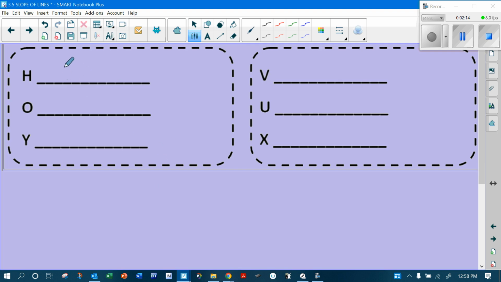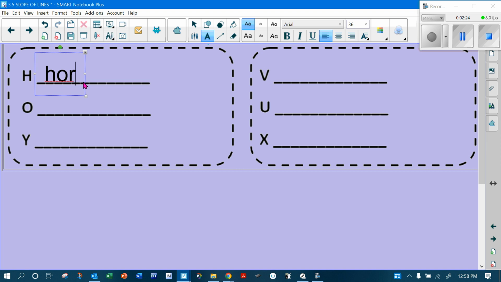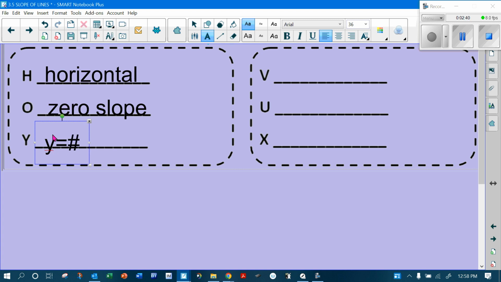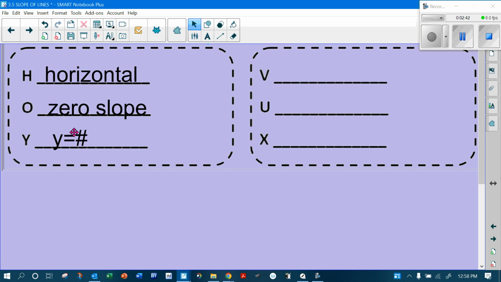All right, so what I want you to think of is HOY. HOY, as in horizontal. The O is for 0 slope. And the Y is Y equals some number, so the equation of the line is going to be Y equals some number. H is for the horizontal, O is for 0 slope, and Y is for Y equals some number.